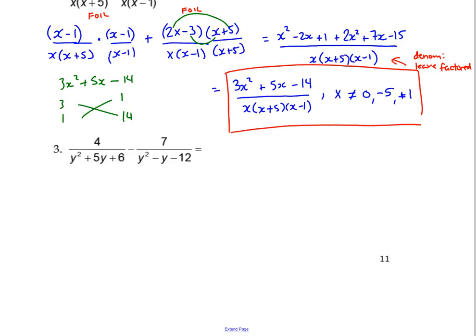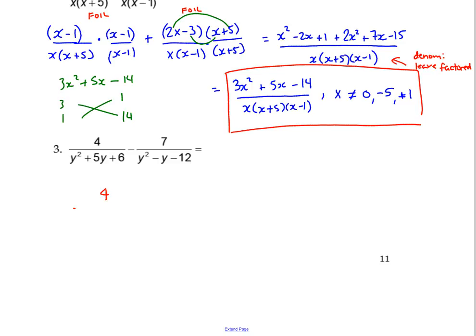Okay. How do you think we're going to go about number 3 to find the common denominator? Factor. Makes life a lot easier. Because if I had to multiply y squared plus 5y plus 6 times y squared minus y minus 12, that's going to be huge, right? So if we factor, we can see if they have common factors. So let's factor each of those to start.